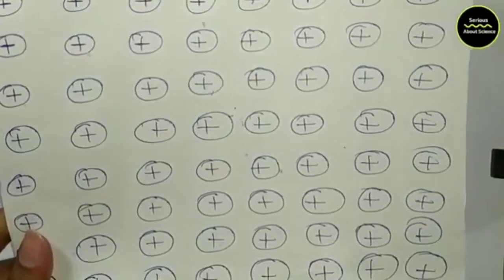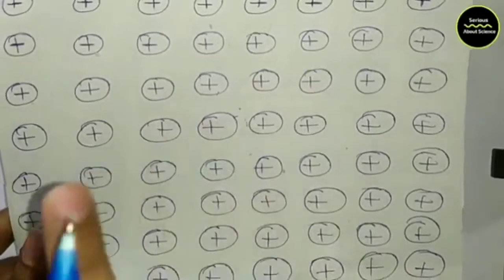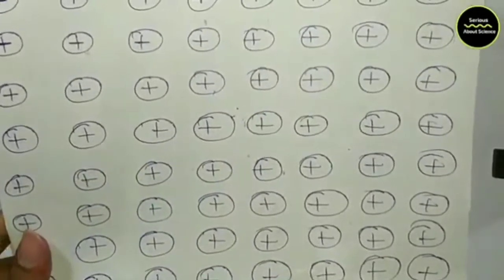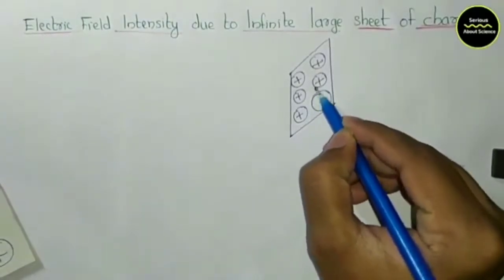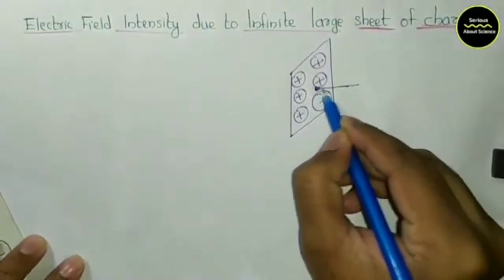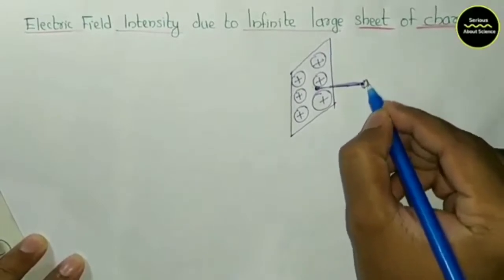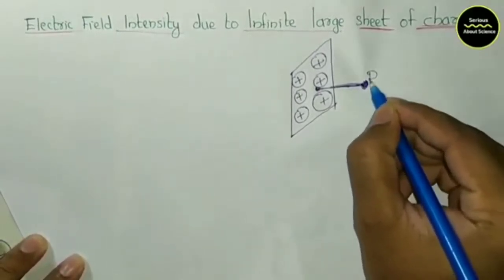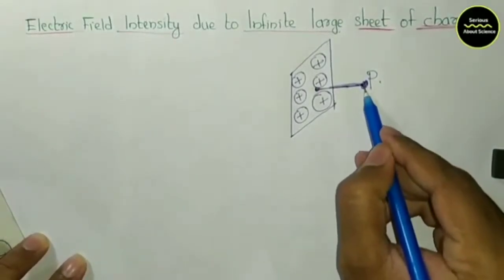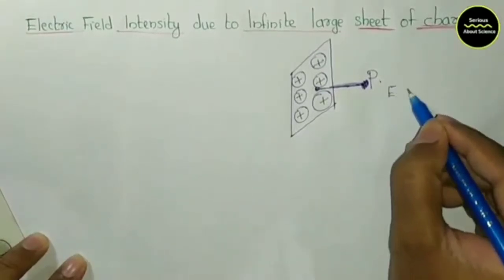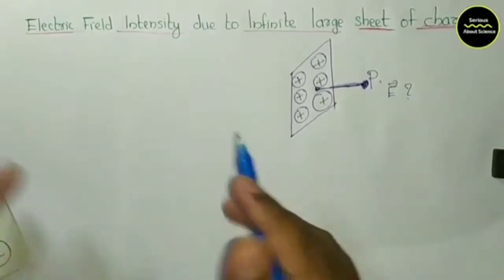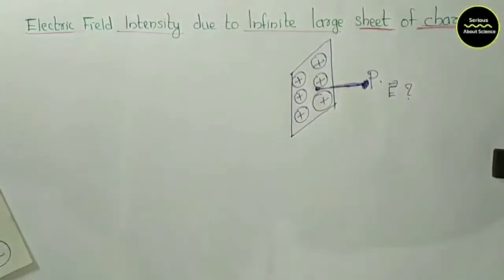So at the point P, which is at a distance r from the charged sheet, we want to find out how much the electric field intensity value is, that is how much is the E vector value. That is the application of Gauss theorem, to find out the electric field intensity E at a distance r from the charged sheet.